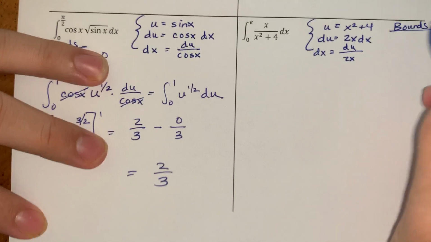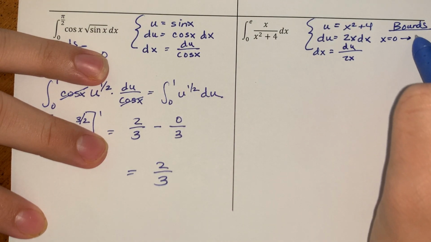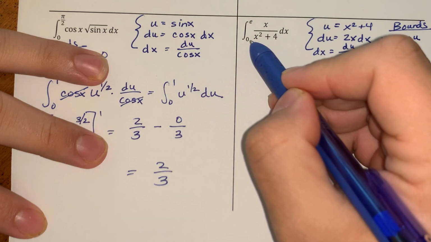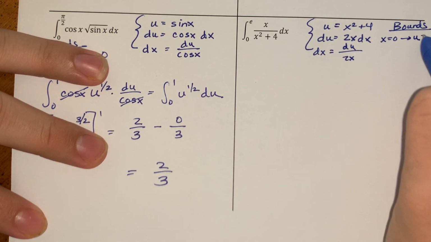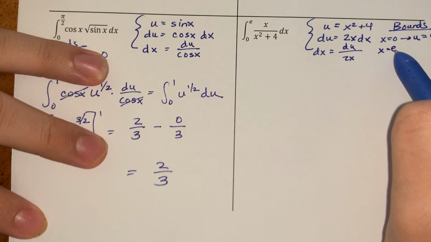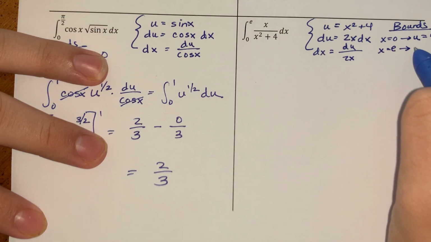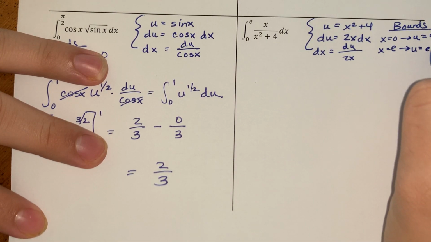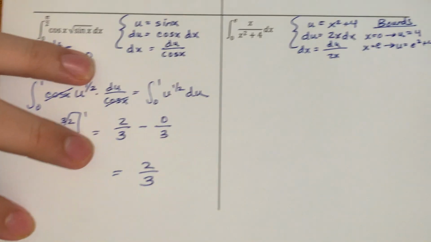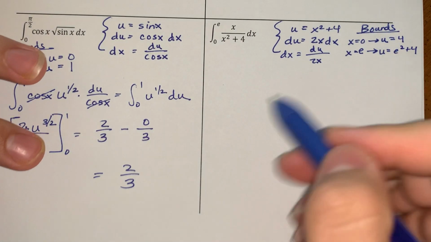So for my bound of x equals 0, my new u bound is going to end up being, if I plug in 0 into this, just 4. And then for my x bound of e, if I plug in e into my upper bound, I'm going to have u equal to e squared plus 4. It's not as pretty as I thought. Anyways, that's going to be annoying to work with. So whatever, let's just keep going.